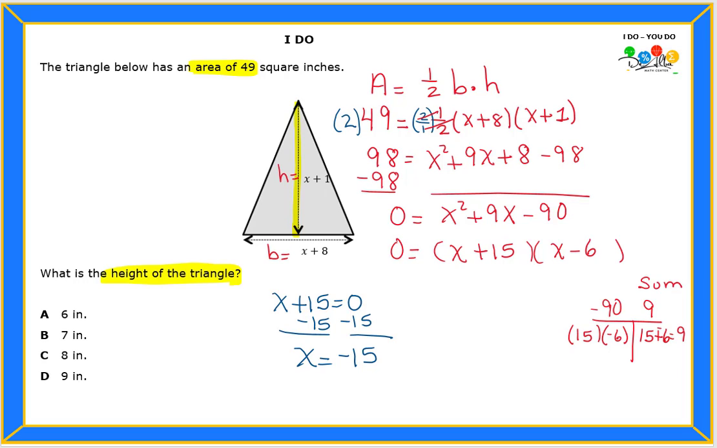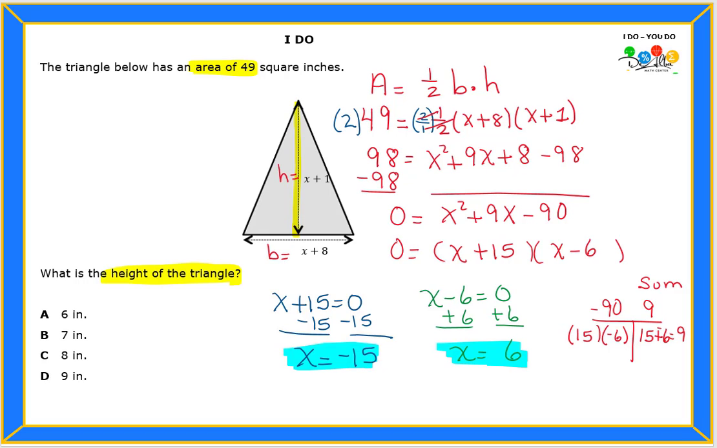Okay, and we're going to continue with the second factor, and the second factor is x minus 6. I will make that equals to a 0. I need to add 6 on both sides, and I'm going to get x equals to a 6. Is that right? So I have two answers right here. One is x equals to a negative, and the other one is a positive. So I can choose both of them to compare them on my height.